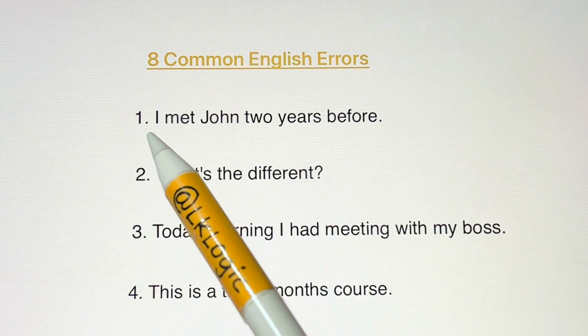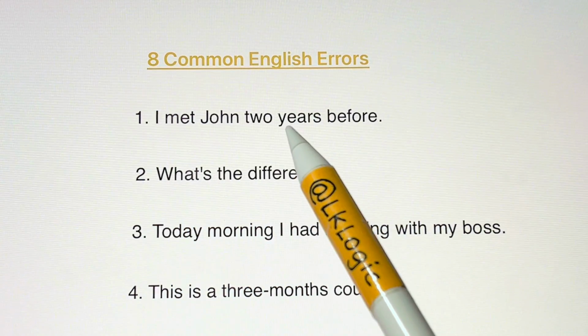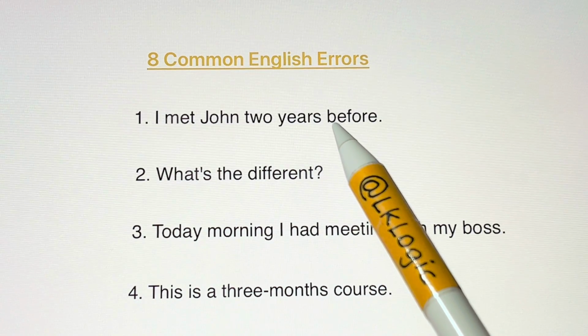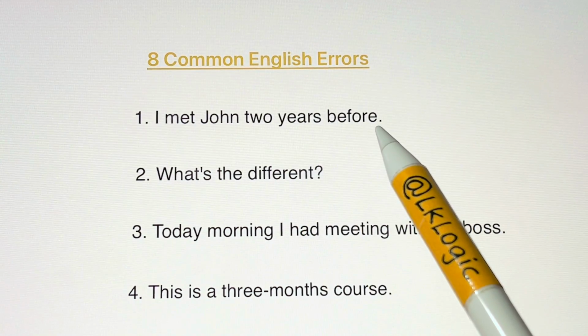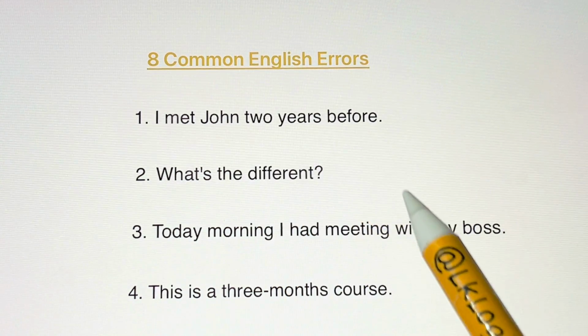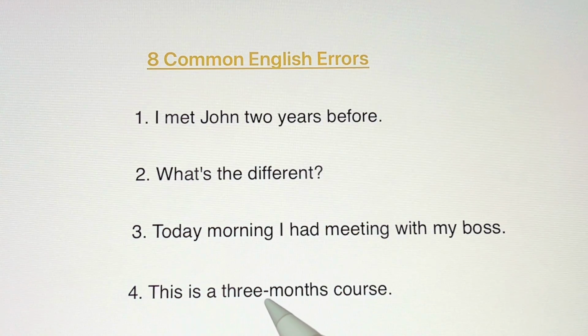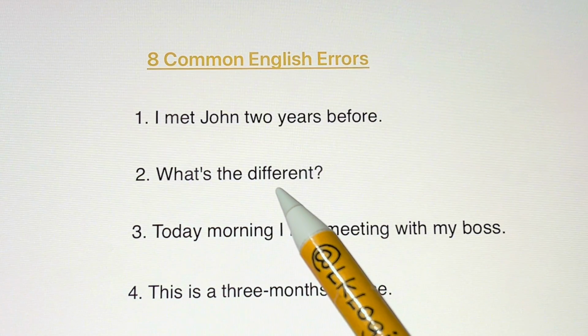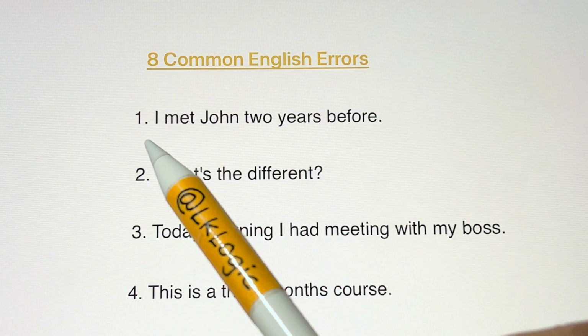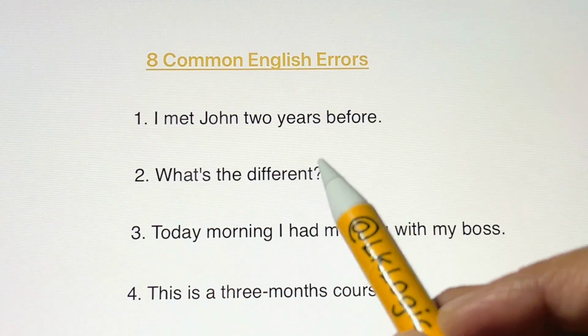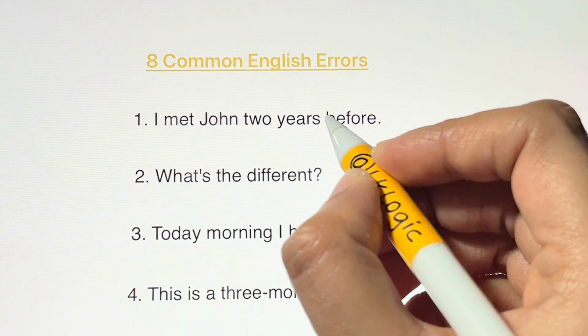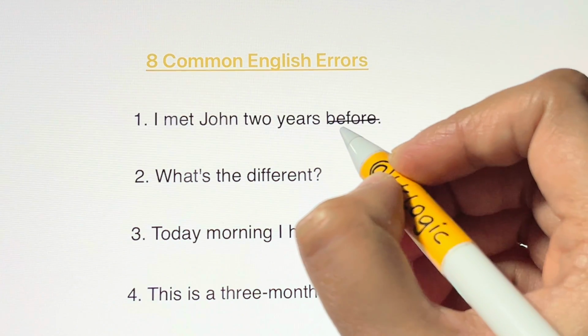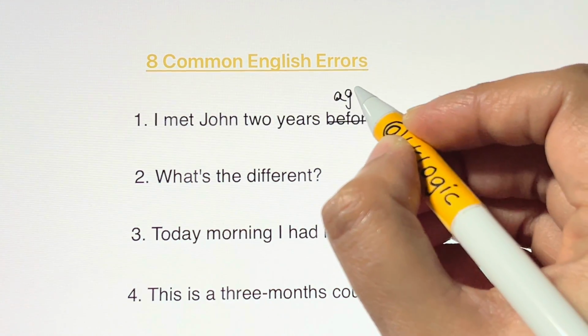The first one: I met John 2 years before. So what's wrong with that? There's actually something wrong with each one of them. I'll tell you in advance that there are no tricks here. So what's wrong with this sentence? Well, the right answer is you don't use before, we use ago.